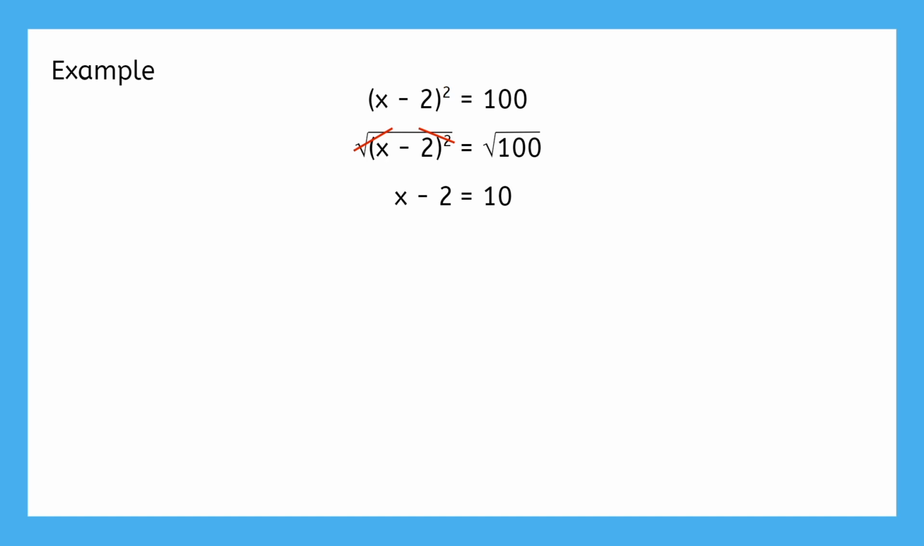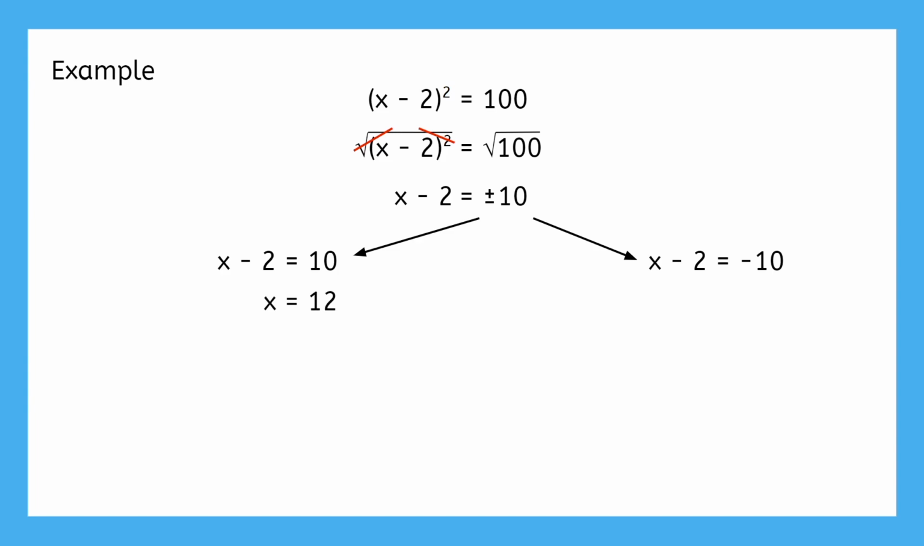Except not necessarily. It could be positive or negative 10. We need to add 2 to both sides in order to finish solving the equation, but how can we do that if we don't know whether the right side is 10 or negative 10? If it's 10 and we add 2, our answer becomes 12. But if it's negative 10 and we add 2, we get negative 8 instead. So which one is it? Well, it's easy. It's both.